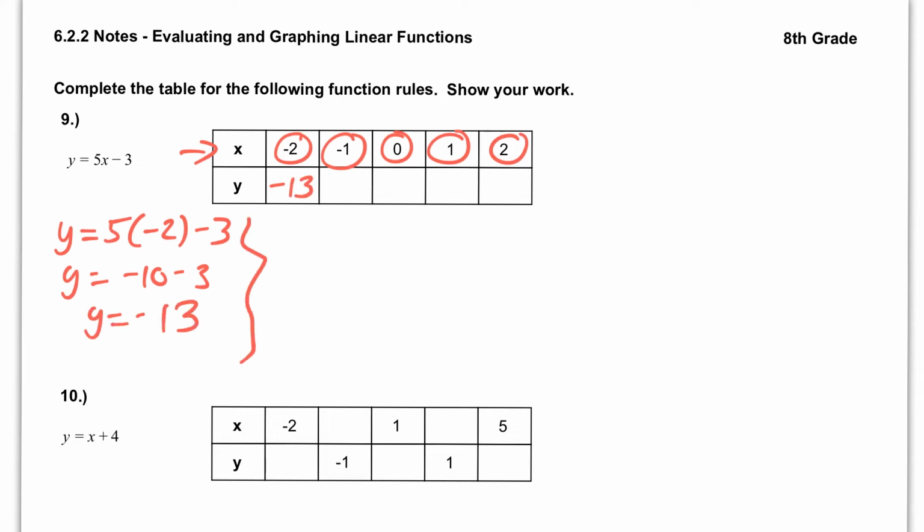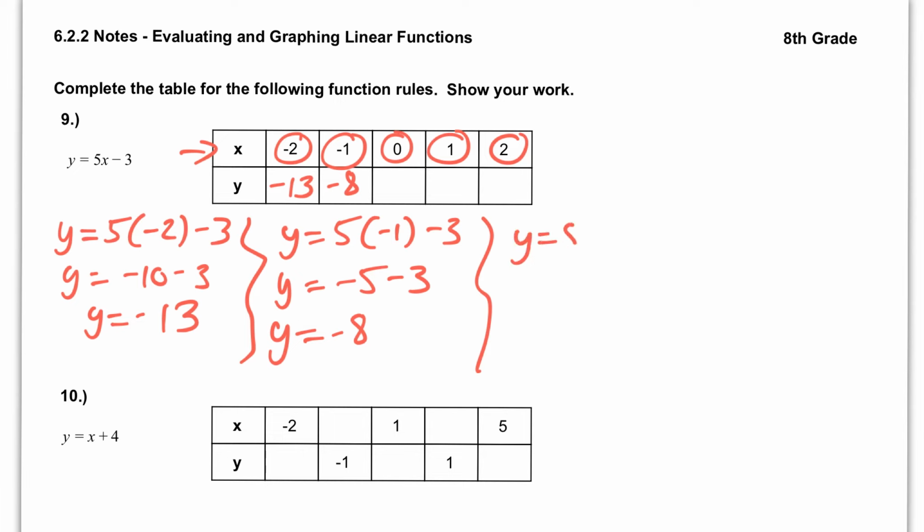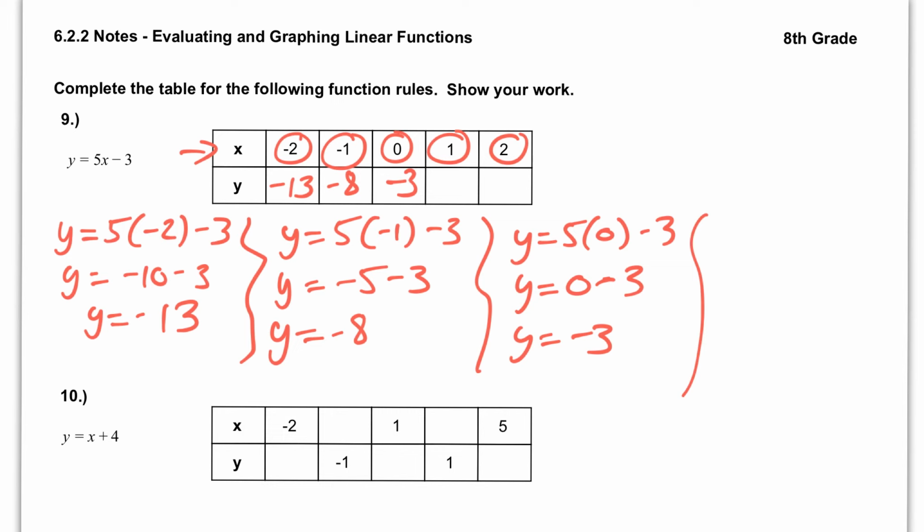And if we plug in negative 1 for x, we get y is equal to 5 times negative 1 minus 3, which is negative 5 minus 3, or negative 8. If we plug in 0 for x, y is equal to 5 times 0 minus 3. 5 times 0 is 0, and 0 minus 3 is going to give us negative 3. If we plug in 1 for x, we are looking at y is equal to 5 times 1 minus 3. 5 times 1 is 5 minus 3, and 5 minus 3 is 2.